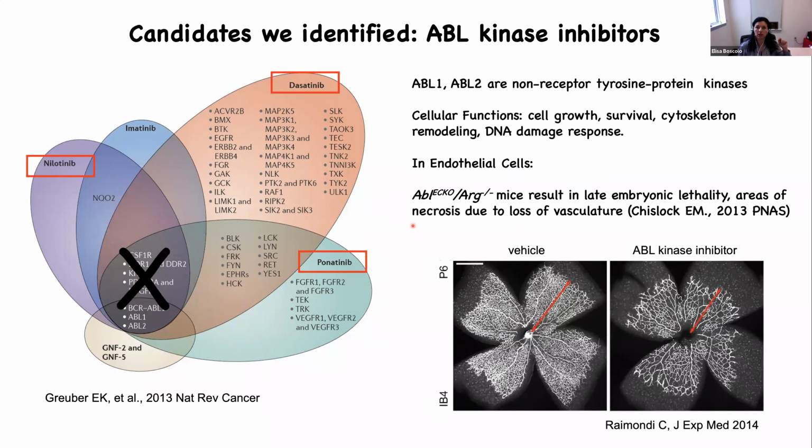So in one study, they performed an ABL1 knockdown in endothelial cells in an ABL2 null background, and they reported embryonic lethality due to loss of vasculature. In a second study in the Journal of Experimental Medicine by Christiana Rurberg, they found that the use of ABL kinase inhibitors prevented or showed decreased vascularity in the retina model here.